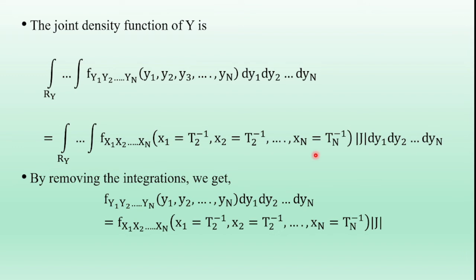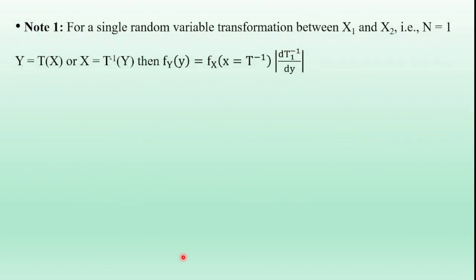By removing the integration on both sides of this equation, we get the joint probability density function of the random variable Y, into dy1, dy2 and so on dyn, is equal to the joint probability density function of the random variable X with the transformations, into the Jacobian. So this is the concept of transformation of random variables.